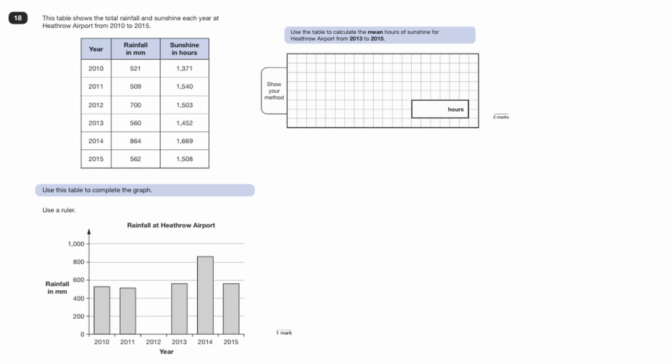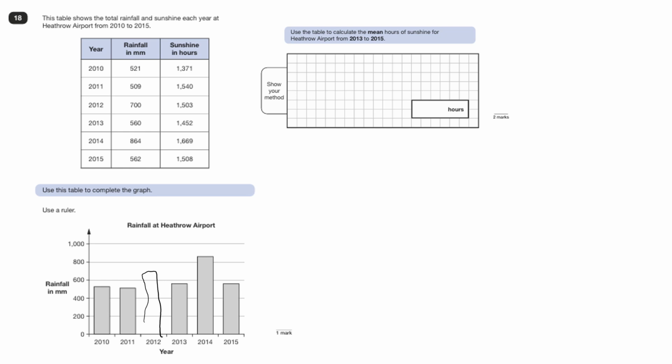This table shows the total rainfall and sunshine each year, okay, from 2010 to 2015. The first part's really easy. It says it's 700 millimeters. So we just need to make that on here. Make sure it's halfway in between the 600 and 800. So like here.